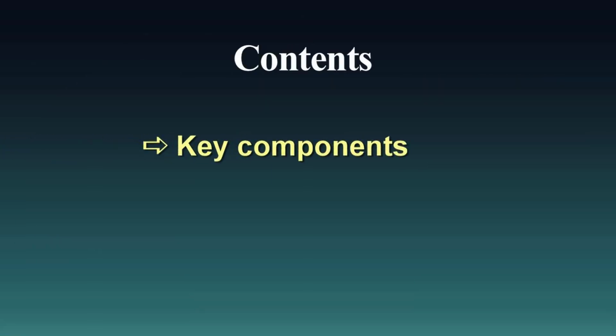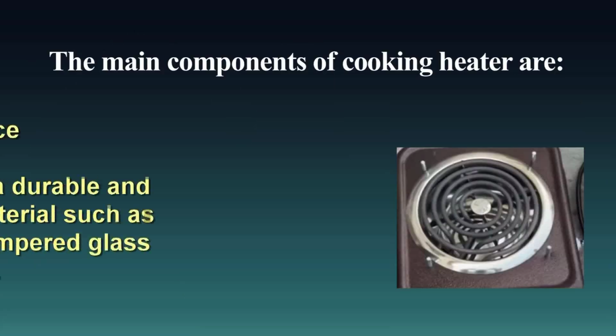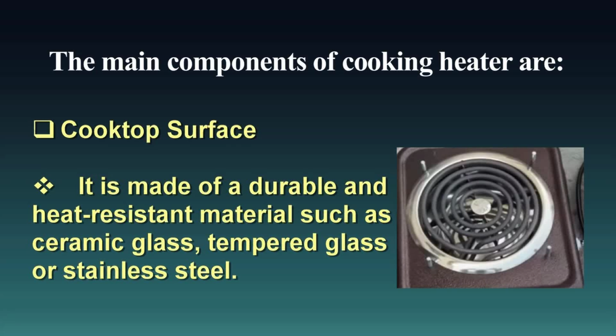Here we will explore the construction and components of an electric cooking heater and some common faults that may occur in the device. The main component of a cooking heater is the cooktop surface. The cooktop surface is the visible part of the electric cooking heater where the cooking takes place. It is typically made of a durable and heat-resistant material such as ceramic glass, tempered glass, or stainless steel. The surface may have one or more heating elements depending on the design and size of the cooktop.